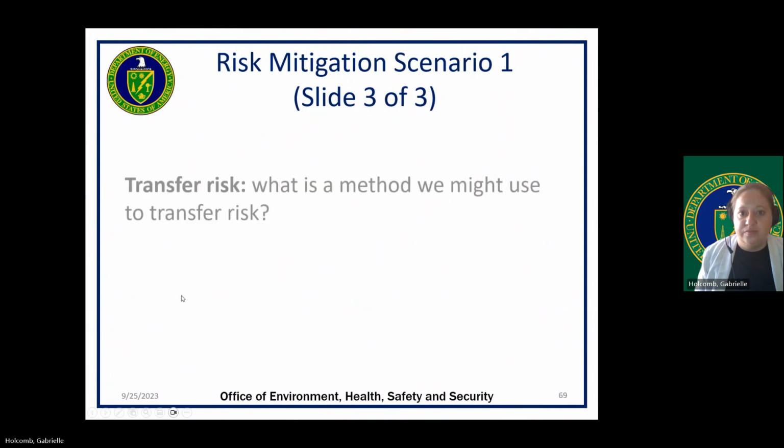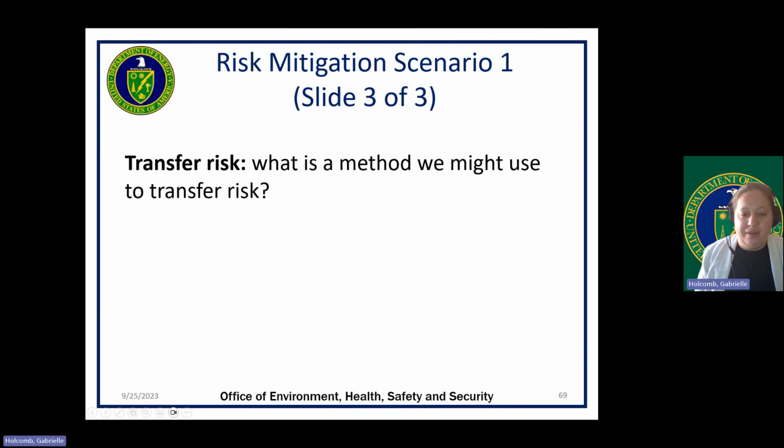So, what is a method we might use to transfer risk? Pause here to discuss with your team if doing training as a team. A potential answer is that contracts are used to transfer risk to third parties. This might include a counterfeit, fraudulent, and suspect item clause, which also includes an indemnity clause.